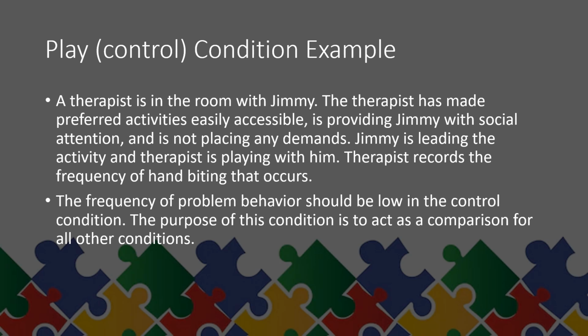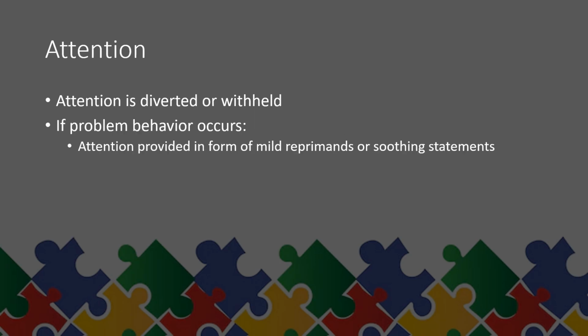The frequency of problem behavior should be low in the control condition, and the purpose of this condition is to act as a comparison for all other conditions. In the attention condition, attention is diverted or withheld from the client. If a problem behavior is to occur, attention will be provided in the form of mild reprimands or soothing statements.